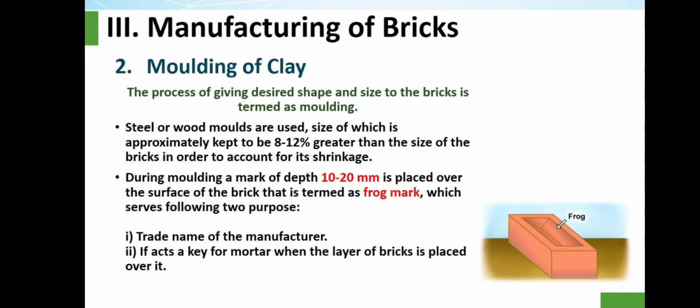During molding, a mark of depth 10 to 20 mm is placed over the surface of the brick. That is termed as frog mark, which serves the following two purposes. First, trade name of the manufacturer. Second, it acts as a cue for mortar when the layer of brick is placed over it.